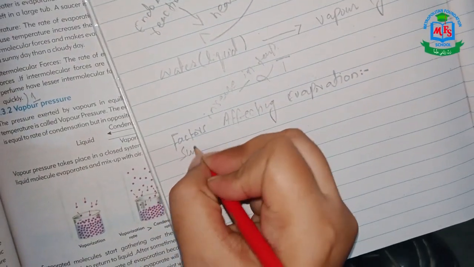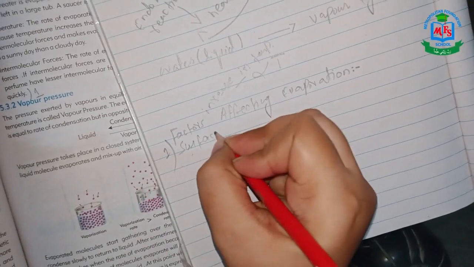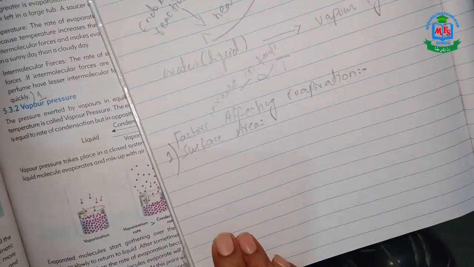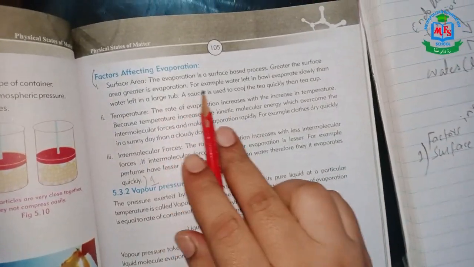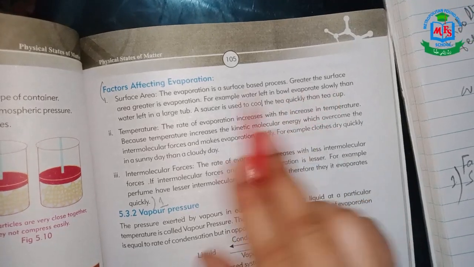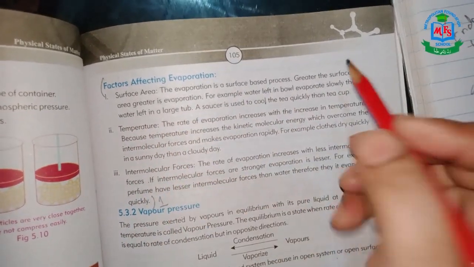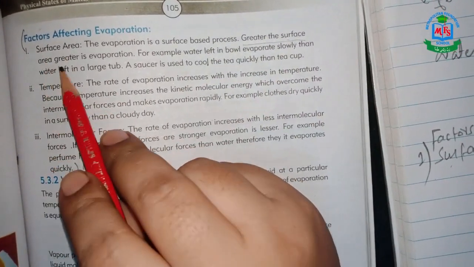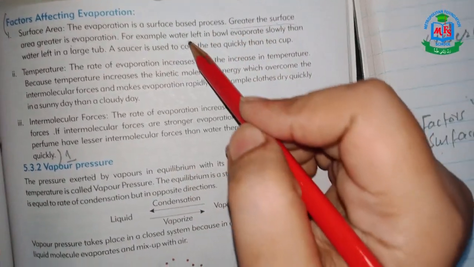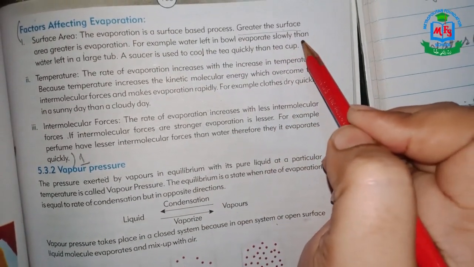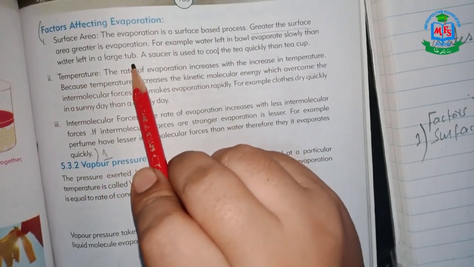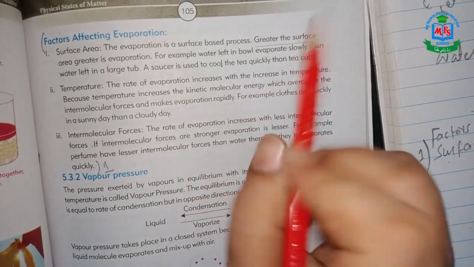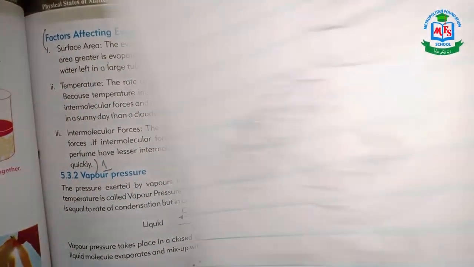Factors affecting evaporation. First of all, surface area. Now, evaporation is a surface-based process. The greater the surface area, the greater is evaporation. Student, this point is clear. For example, water left in a bowl evaporates slowly, then water left in a large tub. A saucer is used to cool the tea quickly, then a teacup.